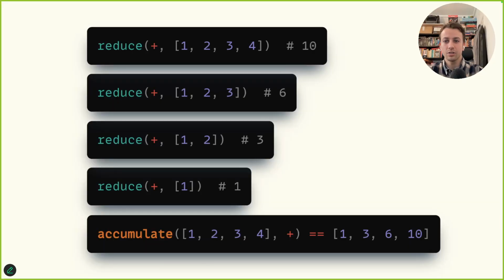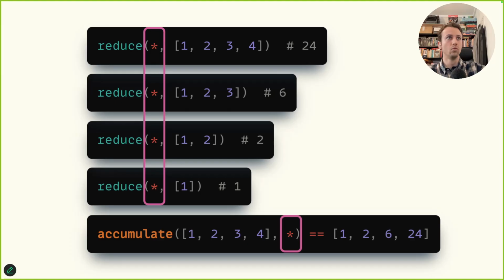But the plus is just one operation. You can change the operation to multiplication, for example. And now you have the 4 results at the top. These are all products, the final products, but accumulate still gives you the partial results.